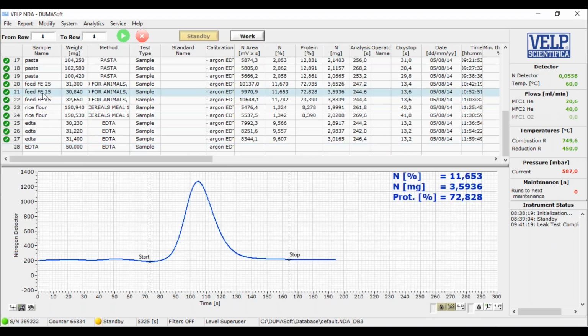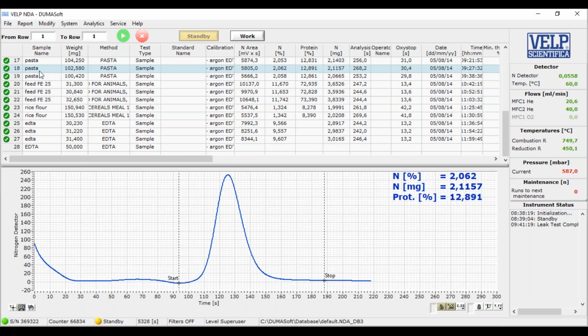Okay. On the bottom of the main window, you can see the graph of the nitrogen peak and the results. So the nitrogen percentage, the nitrogen content expressed in milligrams of nitrogen, and the protein percentage. While on the right side of the window, you will find the status of the instrument. So all the parameters that you have to check when the instrument is working. In this case, all the parameters are green, so the status is okay.